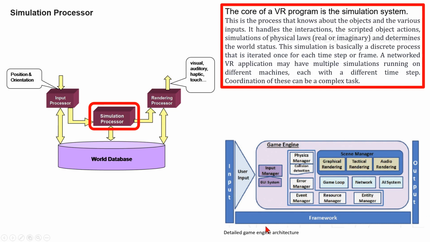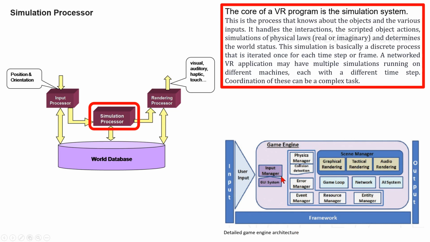Here you can see input. Input is connected to the game engine. User input is passed from input to the game engine, and the framework is here, and you can see the game engine here. It has input manager, GUI system, different managers and collision detections, scene manager, game loop, network, and AI system.